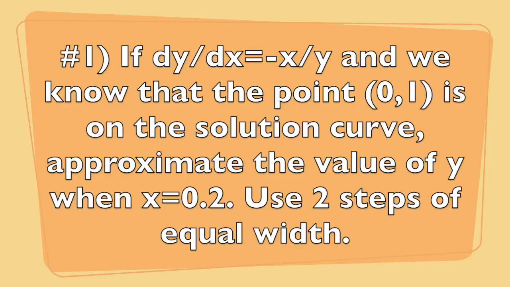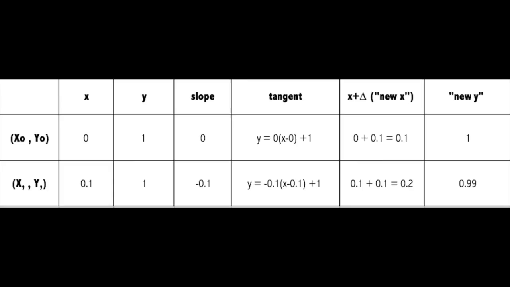If dy/dx is equal to negative x over y, and we know that the point (0, 1) is on the solution curve, approximate the value of y when x equals 0.2. Use two steps of equal width. Whenever we have an Euler's method problem, we're going to set up a table with our x, y, our slope, our tangent, our x plus change in x, and our new y. We're given that our point is (0, 1), so we put that in our x naught, y naught column.